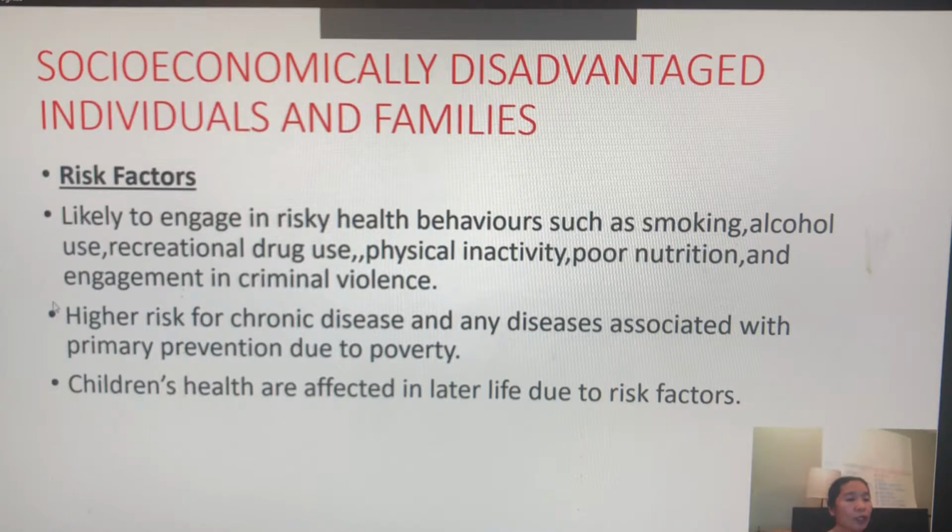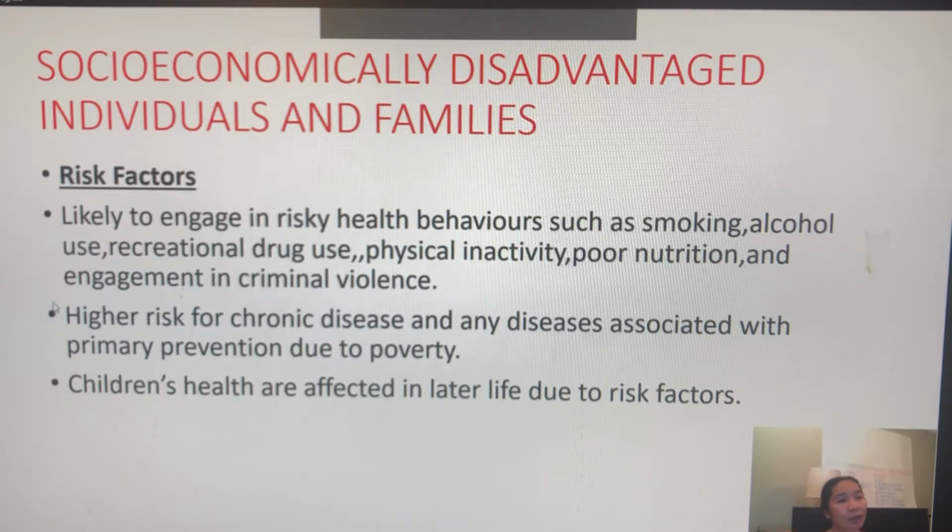This is a continuation of care of special populations. Socioeconomically disadvantaged individuals and families. Disadvantage in the socioeconomic sense can correlate with poor health outcomes. Education level, income, family, social support, and community safety are factors that can influence health and health outcomes.